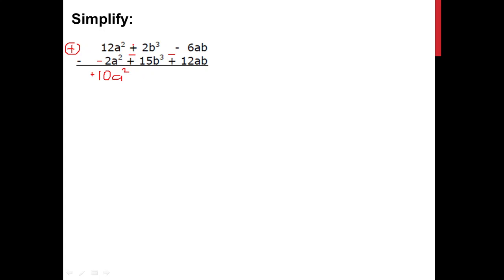Now here, again, we have positive and negative. The sign of the biggest number is negative now because that is already changed. So the result here should be a negative answer. 15 minus 2, that is 13. b cubed. Just copy the variable. Next here, we have a negative and a negative. So like signs, add. And then copy the sign of the two integers, which is negative. 12 plus 6, that is 18. Copy the variable.